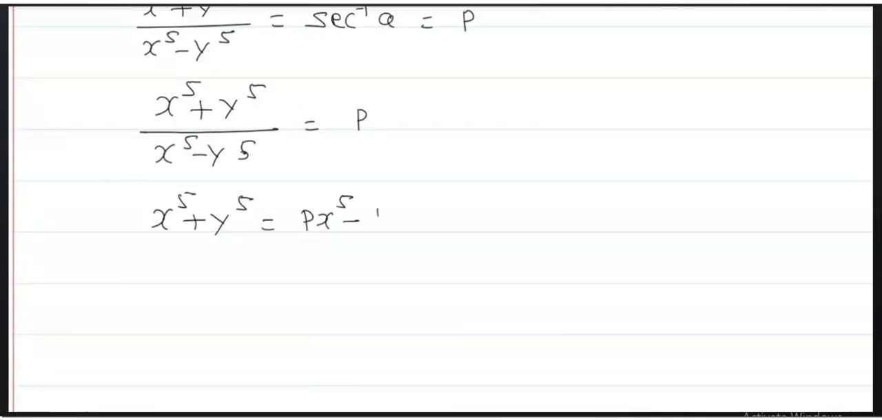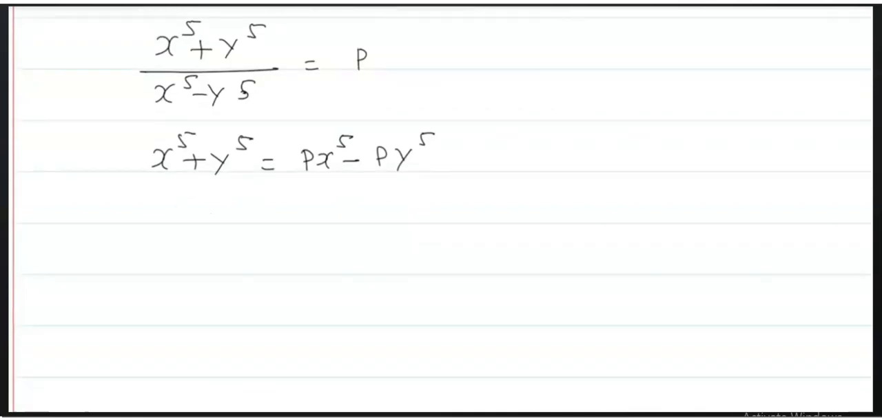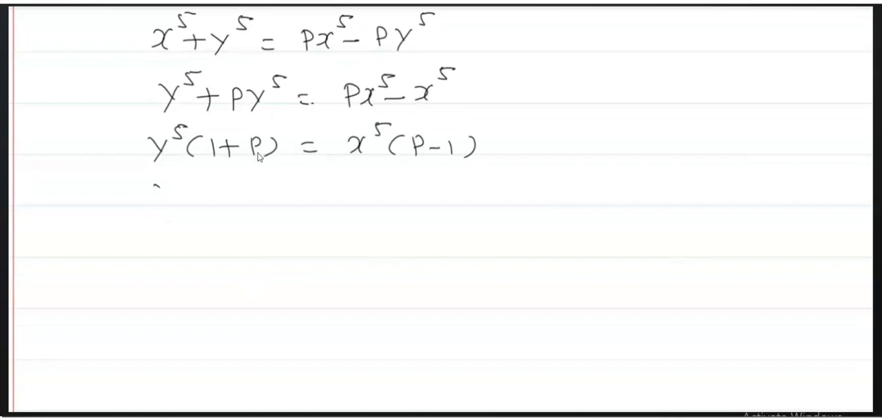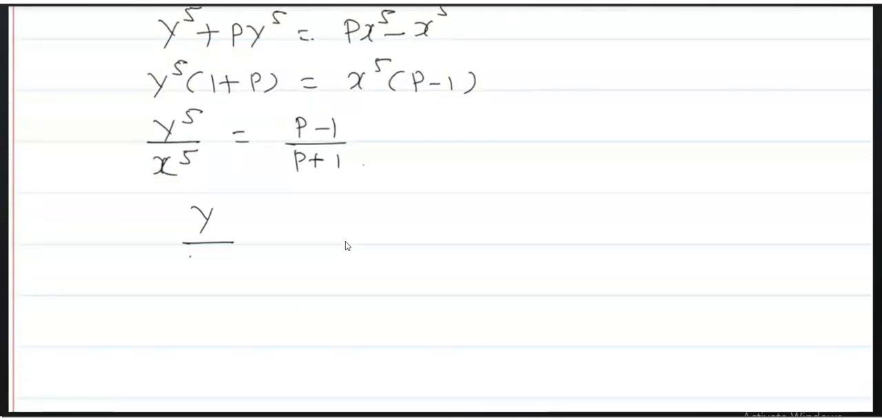Therefore, (x raised to 5 plus y raised to 5) upon (x raised to 5 minus y raised to 5) is equal to p. Cross multiplication, then you will get x raised to 5 plus y raised to 5 is equal to p x raised to 5 minus p y raised to 5. On one side, the terms of y, that is y raised to 5 plus p y raised to 5 is equal to p x raised to 5 minus x raised to 5. y raised to 5 is common, 1 plus p, x raised to 5 common, p minus 1. Therefore, y raised to 5 upon x raised to 5 is equal to (p minus 1) upon (p plus 1). And take the fifth root on both sides, that is the fifth root of (p minus 1) upon (p plus 1).